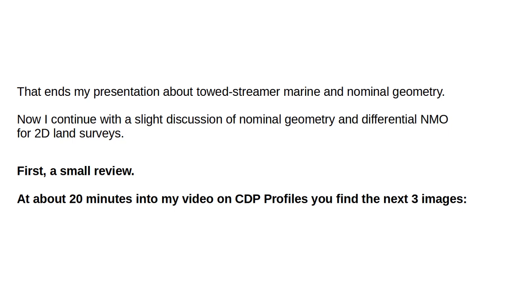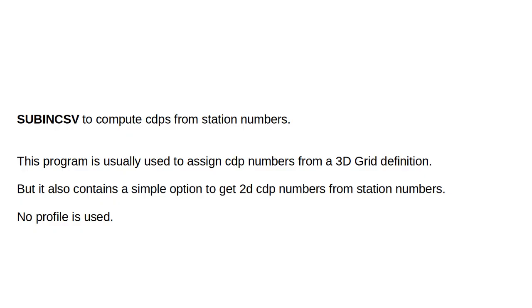You might consider using differential NMO in 2D land. The 3D grid program SU bin CSV can also compute inline nominal CDPs from station numbers. These station numbers can be found in standard SPS2 files and should exist in the traces if you have used the SU Geom CSV program to update your traces with land geometry information.